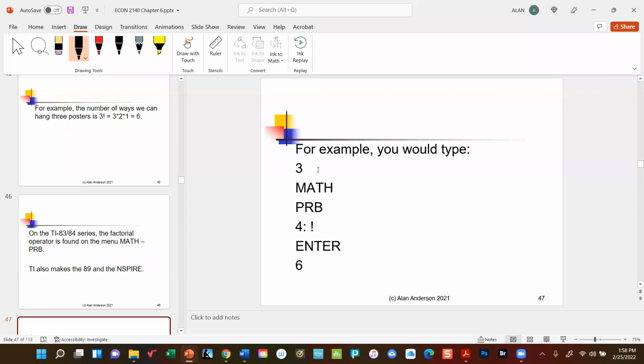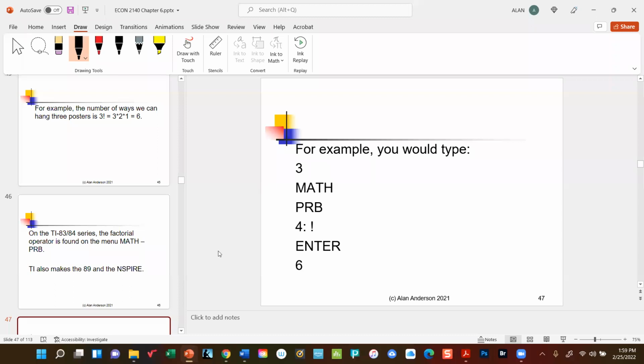Which is good. I mean, with 3 factorial, what's the big deal? I can do that myself. But if you have a large enough factorial, the calculator will be very, very useful. Suppose you wanted instead 10 factorial. Well, that's going to take a long time by hand. So if you do it with your calculator, 10, math, PRB, number 4, enter. Look at that. It's 3,628,800. That's a lot of calculations. So that's why it's helpful to have this on the calculator.